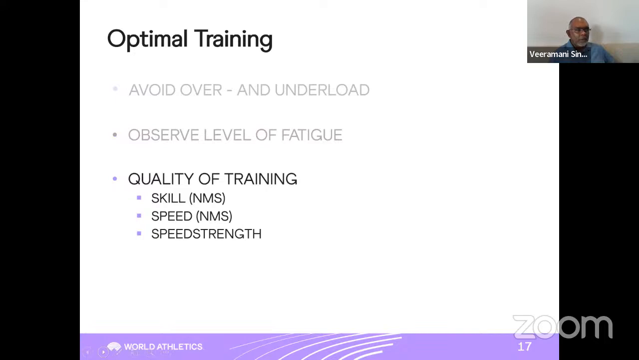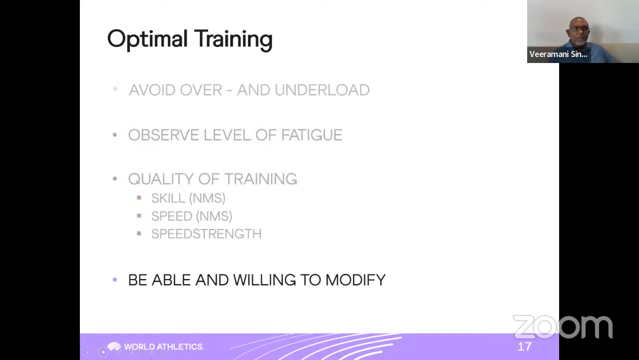Of course, whenever we do our training, it's always about quality. So here, skill, speed, and speed strength will be what we want to focus on, especially when our event requires such a high level of execution of skill.